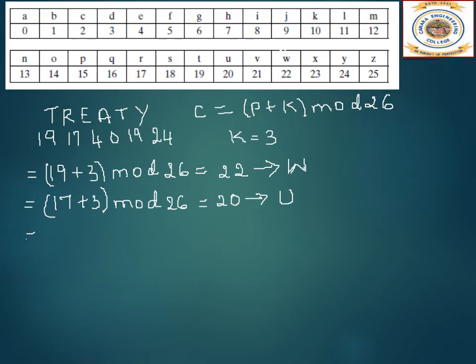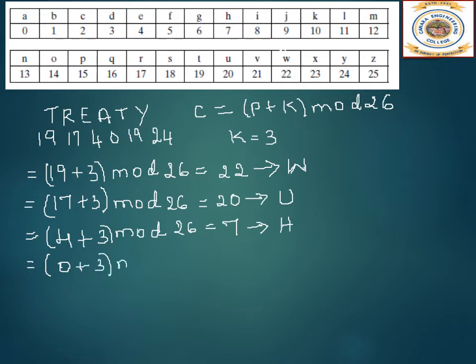Next is E. The numerical equivalent of E is 4. 4 plus 3 mod 26 is going to be 7. The 7 equivalent alphabet is H, so I write H. Next is A. A is 0. 0 plus 3 mod 26 is 3. The 3 equivalent is D.